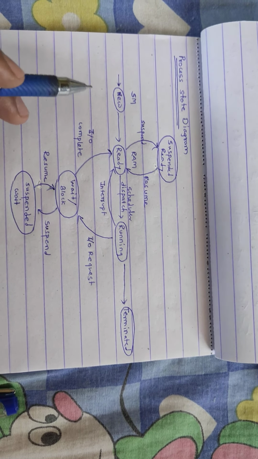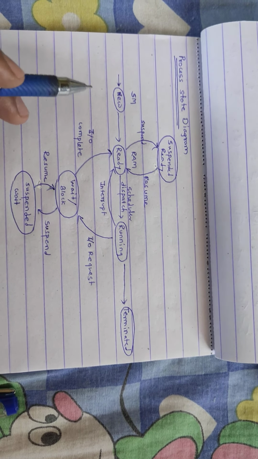There are basically two types of scheduling when a process is in the running state. Those two types are called non-preemptive and preemptive. Non-preemptive means that when the process is under execution, it completes its execution and then it terminates.